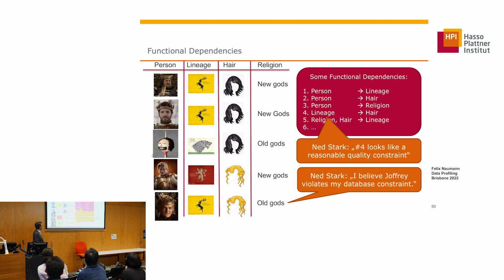So what does Ned Stark say? Well, I think Joffrey violates my database constraint. And of course, stupidly, he tells the Queen Cersei, and we all know the consequences, head on a spike. You know? Okay, so they have real-world consequences, these functional dependencies, but I hope now you kind of know what it is. In essence, what we're saying is if two tuples or two records have the same value in one attribute, they also have to have the same value in the other attribute.